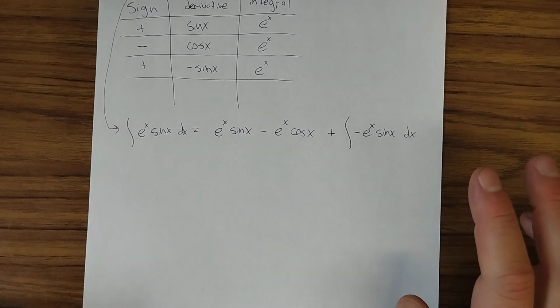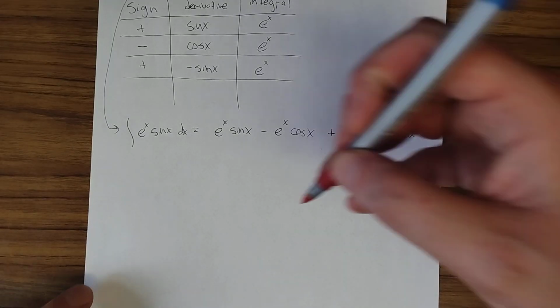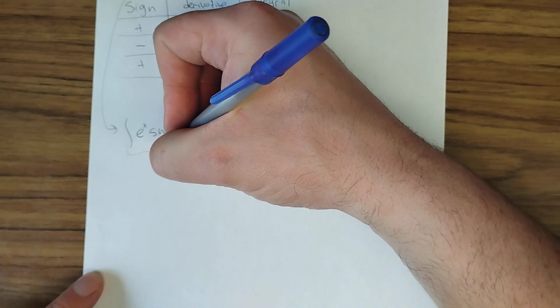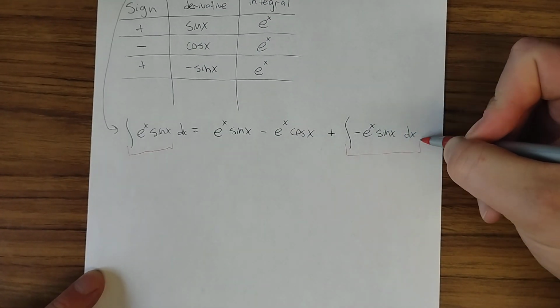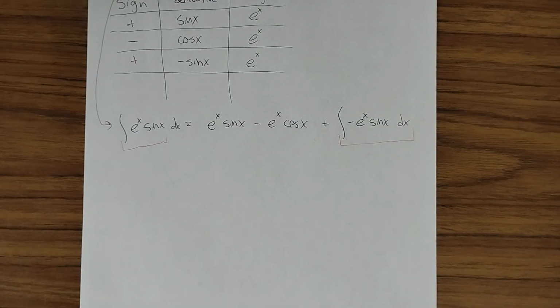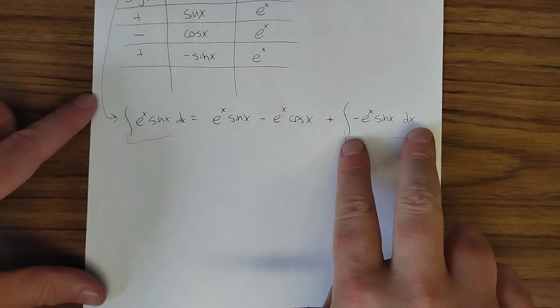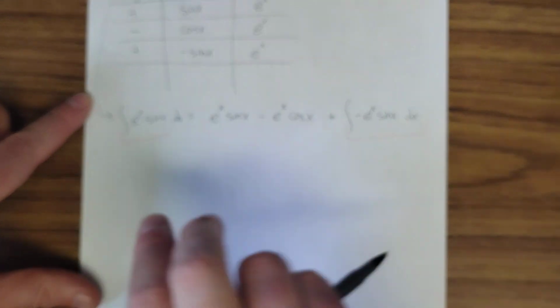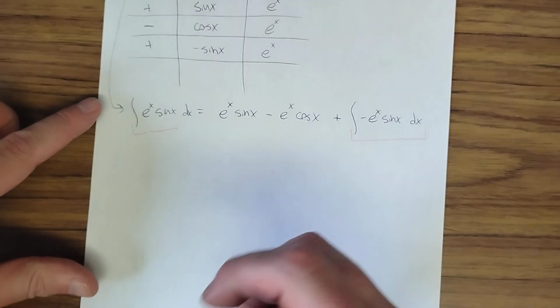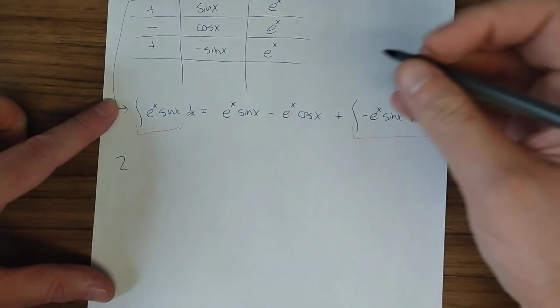The nice thing about this is we just made a relationship between this integral and itself. We can solve this equation. So let me move this over here. This has a negative sign on it, so when I move it over here, it's going to be positive, so it's going to be a 2.